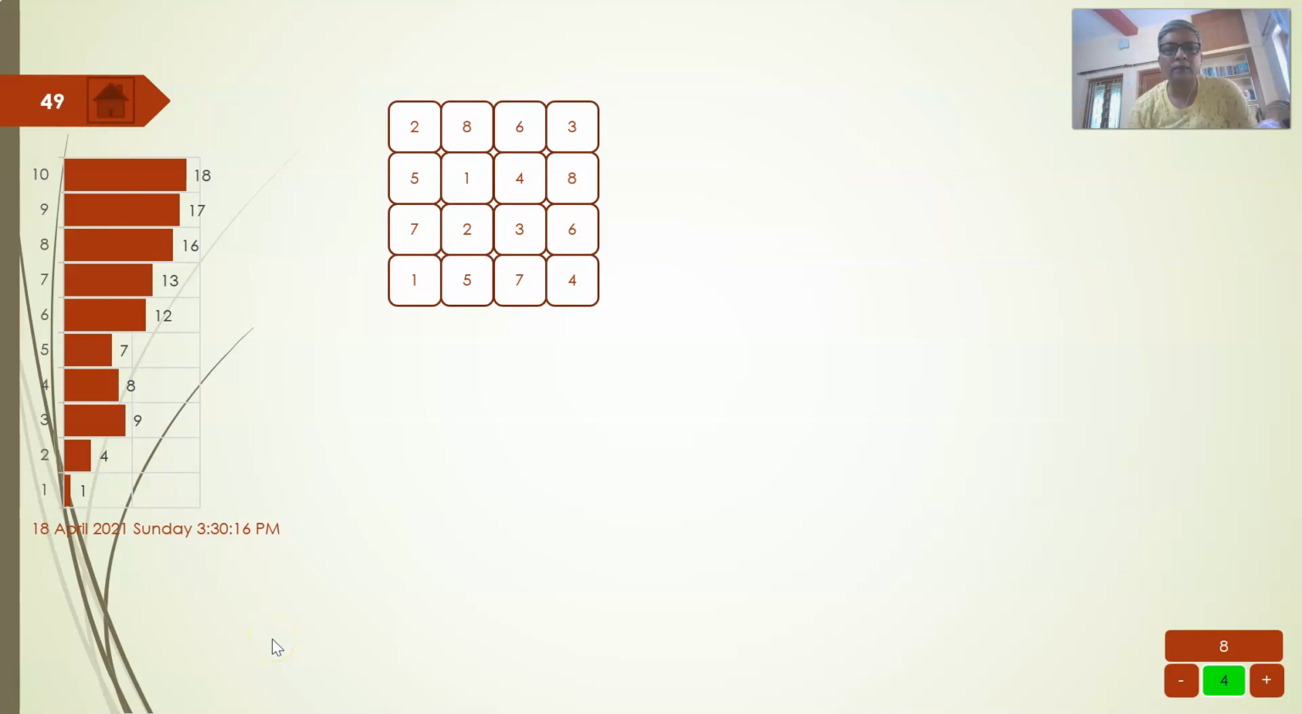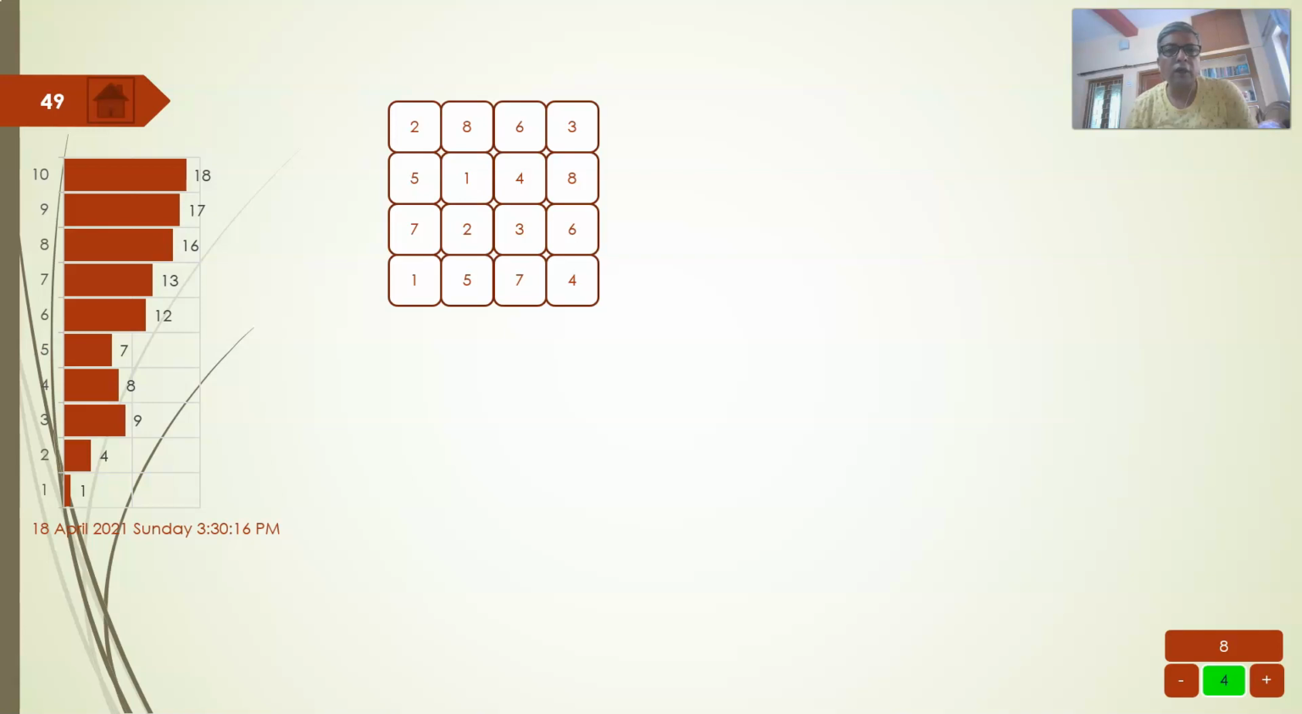Hello friends, I was working with Latin squares and Greco-Latin squares, where you arrange n digits in an n by n square grid so that no row or no column has any duplicate.